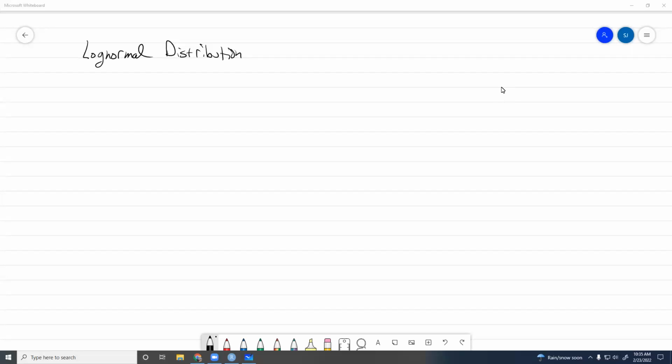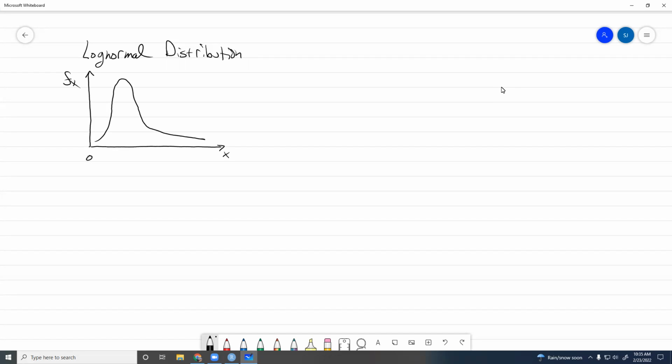So let's introduce the log normal distribution, and I'm going to just draw it out for you. It can take on a lot of different shapes, just like the normal distribution can. The log normal distribution is a positively skewed distribution. So it's got a long tail in the higher realm of things.